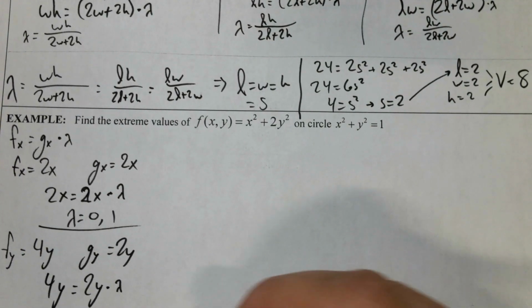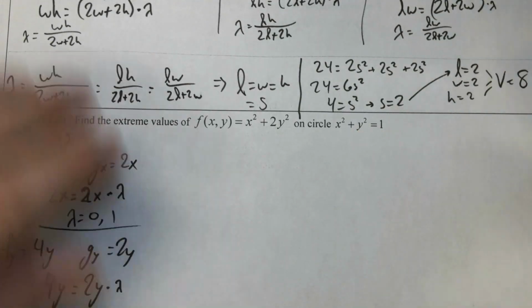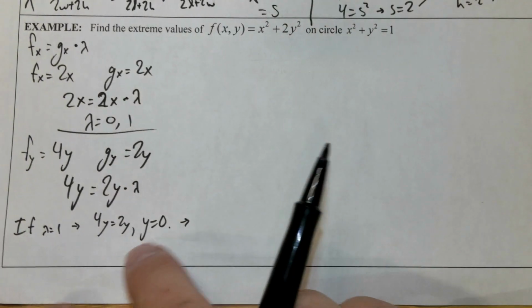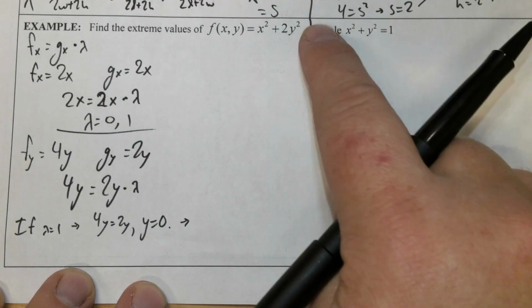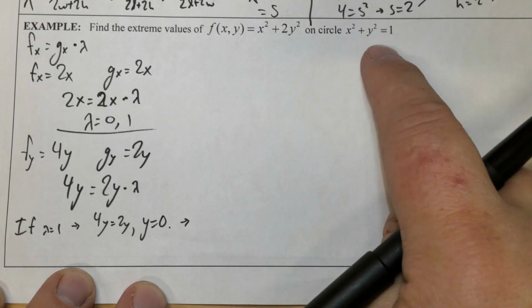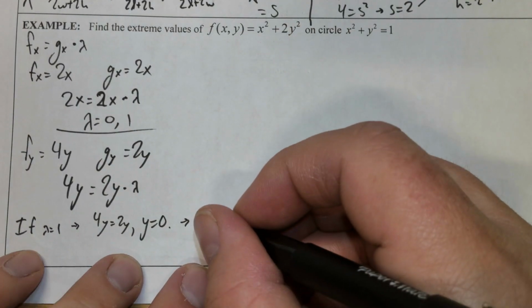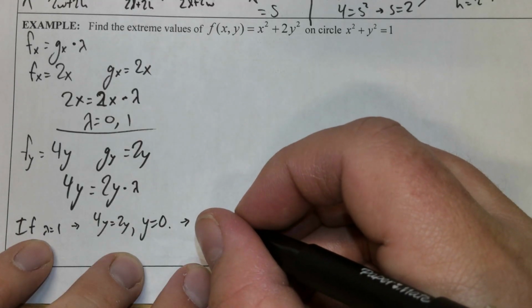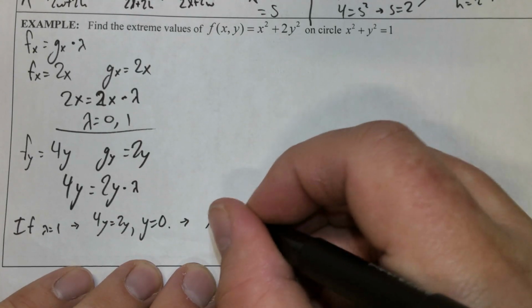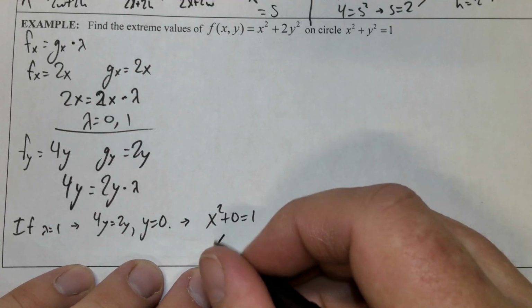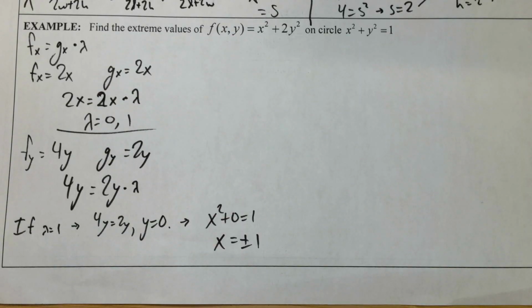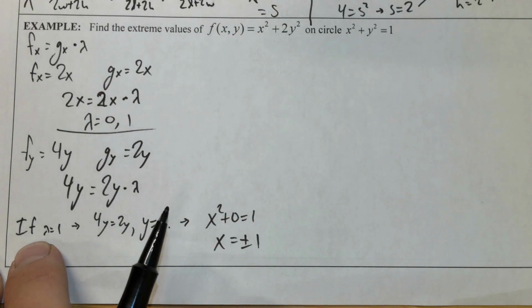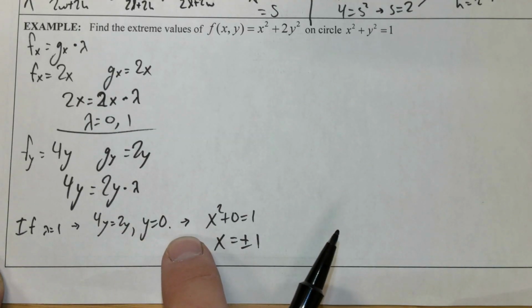Well, if y equals 0, then I can plug it into my constraint. This equation is solved. So if I know that lambda equals 1, y equals 0, that means x squared plus 0 equals 1. That means x equals plus or minus 1. So that's taking care of my lambda equals 1 case.